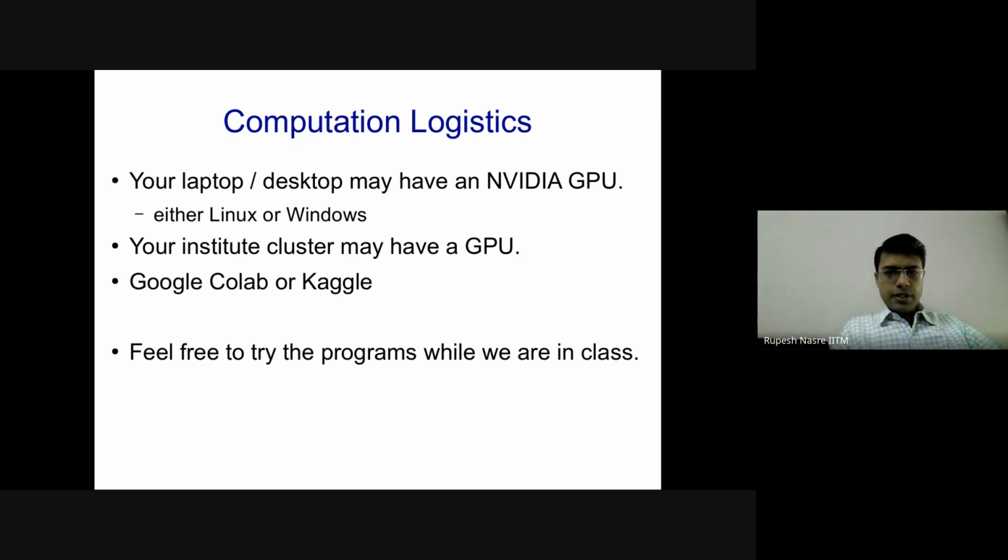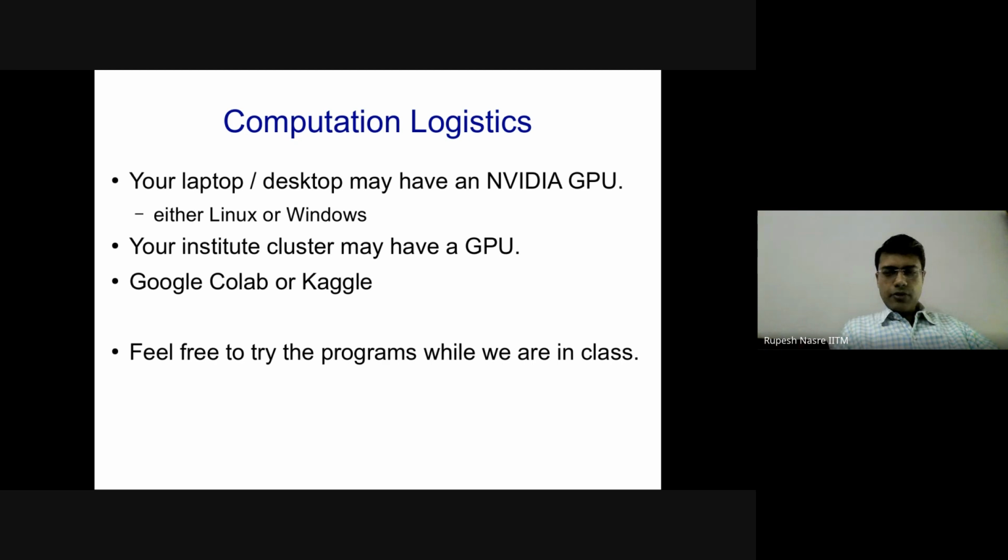Alternatively, your institute might have some cluster with a GPU installed, and if you have access to it, that is another option. Alternatively, there is Google Colab or Kaggle, or there could be other websites which provide access to GPU. Even if it's not a high-end GPU, it is all right. Most of our programs should be easily doable on a reasonable GPU, even a lower-end GPU might be all right.